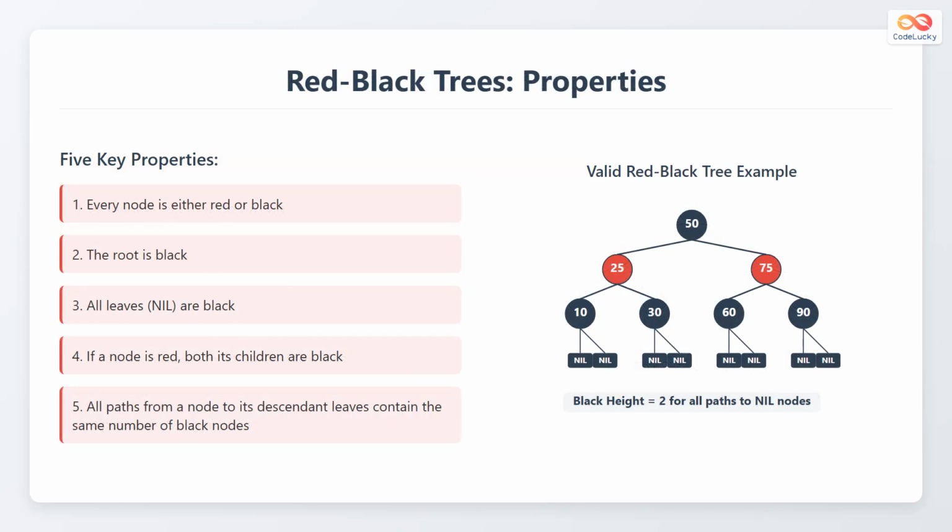Red-Black trees adhere to 5 key properties. Firstly, every node is either red or black. Secondly, the root node is always black. Thirdly, all leaves, which are typically represented as null or nil nodes, are black. Fourthly, if a node is red, then both its children must be black. Finally, all paths from any given node to its descendant leaves contain the same number of black nodes. This property ensures a balanced structure. In the diagram, nil nodes are shown as black rectangles.